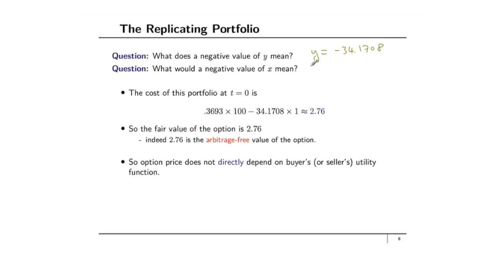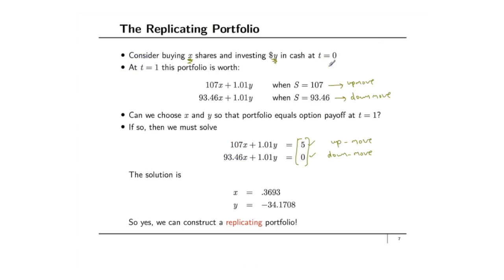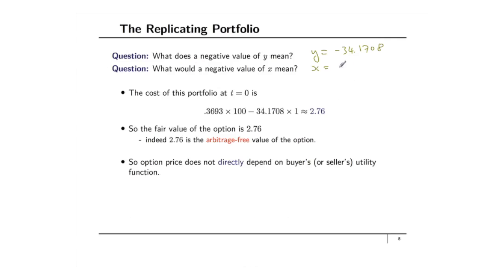We found a value of x of 0.3693. And this means that at time t equals 0, we purchased 0.3693 shares or units of the stock. If x was negative, we would have actually been short selling the stock. We would have been borrowing it and selling it in the marketplace.